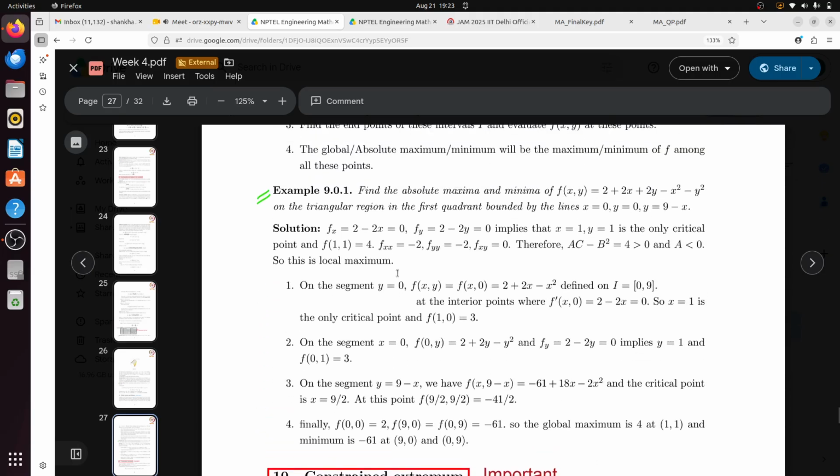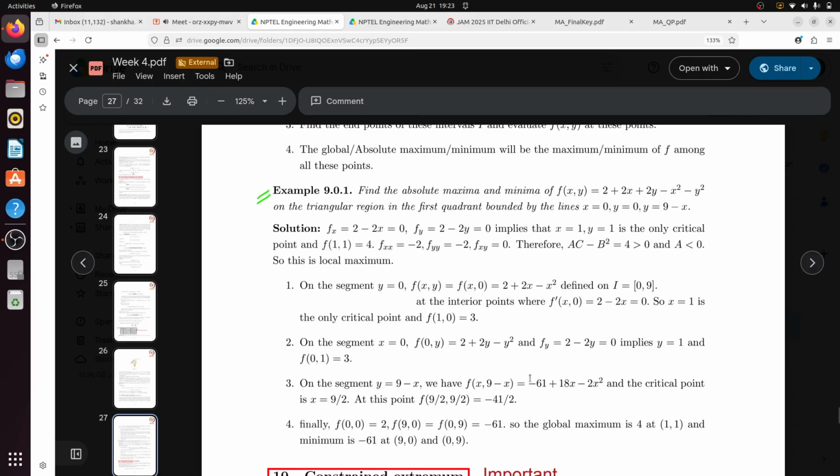Find the absolute maxima and minima of f(x,y) equal to 2 plus 2x plus 2y minus x square minus y square. By taking del f del x and del f del y equal to 0, you get within the interior the point 1 comma 1. So 1 comma 1 is the only critical point within the interior. Now you have the boundary. So first put x equal to 0. If you put x equal to 0 here, you get f(0,y) equal to 2 plus 2y minus y square. Now df dy equal to 0, that means 2 minus 2y equal to 0, that means y equal to 1. So your point is f of 0 comma 1, which is actually 3. So this 0 comma 1 is a critical point.